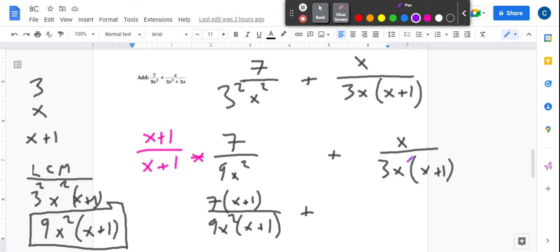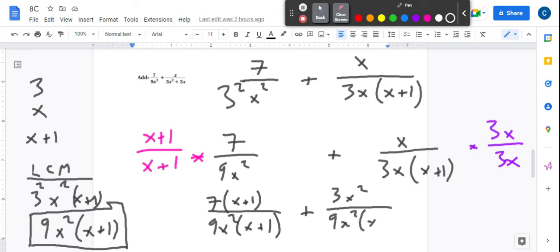Coming over here, our denominator is 3x times x plus 1, but we need it to be 9x squared times x plus 1, okay? So in order to get that 9x squared, we got to multiply by another 3, and we got to multiply by another x. We already have the x plus 1, but we need to get that 3x to a 9x squared, so we'll multiply that by 3x over 3x, which makes our equation here, we have 3x squared over 9x squared times x plus 1.